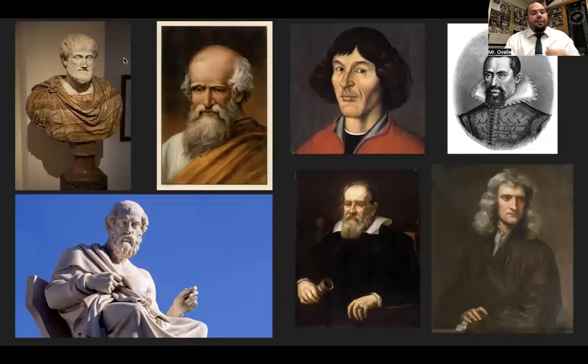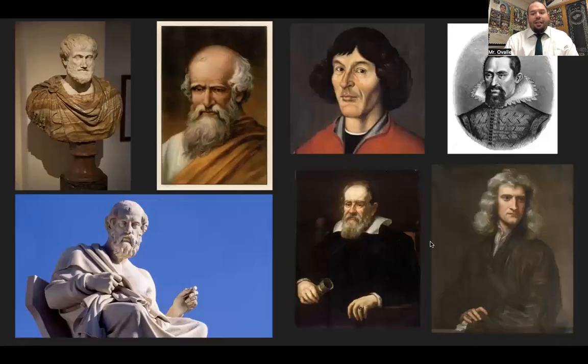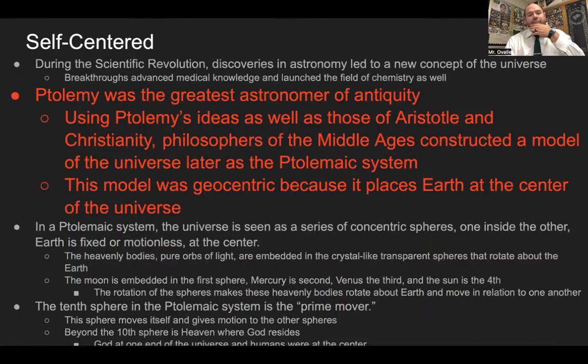So here you have Aristotle, Archimedes, Plato. Then we have Copernicus. Who are the other guys? Kepler, Galileo, and Newton. All right. During the scientific revolution, discoveries in astronomy led to a new concept of the universe. Breakthroughs advanced medical knowledge and launched the field of chemistry as well.